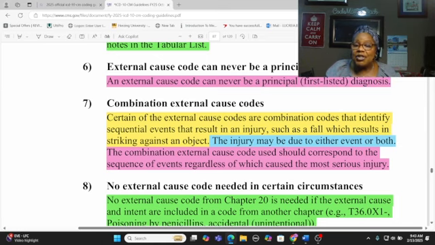The combination external cause code used should correspond to the sequence of events, regardless of which caused the most serious injury. So if it was just a fall, fine, go with fall. But if it was a fall striking against, make sure you identify under the main term fall that it was a fall with striking against an object. Make sure you fully describe what occurred.